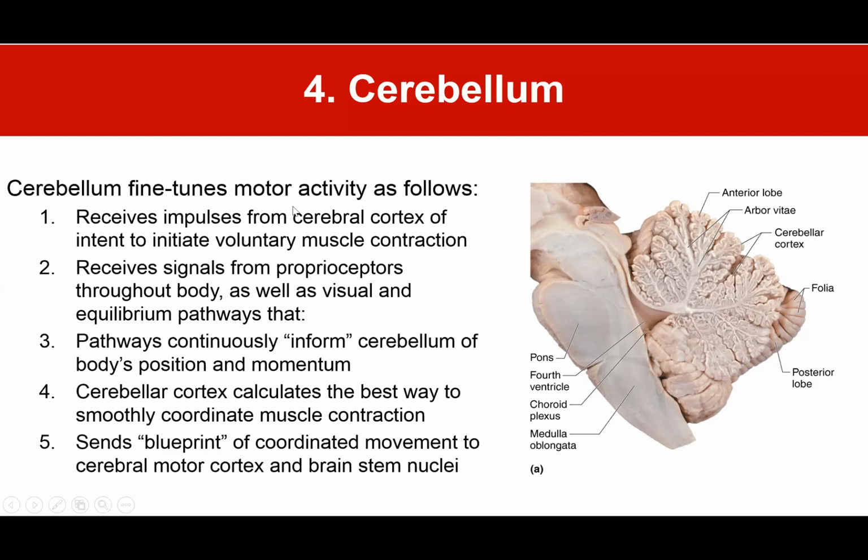So it receives these impulses from the cerebral cortex, which the cerebral cortex intends to initiate muscle contraction. It also is going to receive signals from receptors throughout the body. And then also it's going to process signals from our vision and from our equilibrium pathways in our ear, which continuously inform the cerebellum of the body's position and the momentum. And so this cerebellum then is going to calculate the best way to smoothly coordinate muscle contraction, and then it sends that blueprint of the coordinated movement up to the primary motor cortex and also in through brainstem nuclei. So it's a very complex but sophisticated pathway to motor movement.